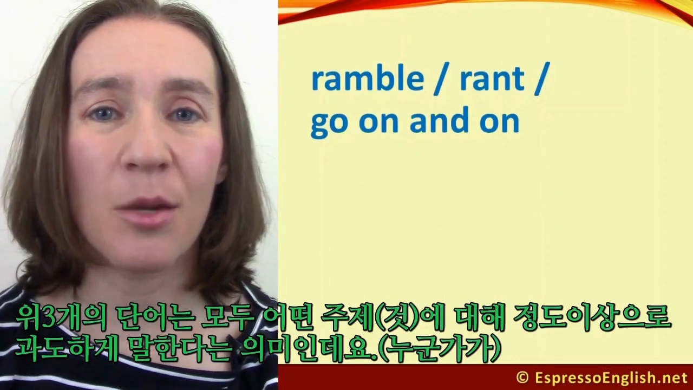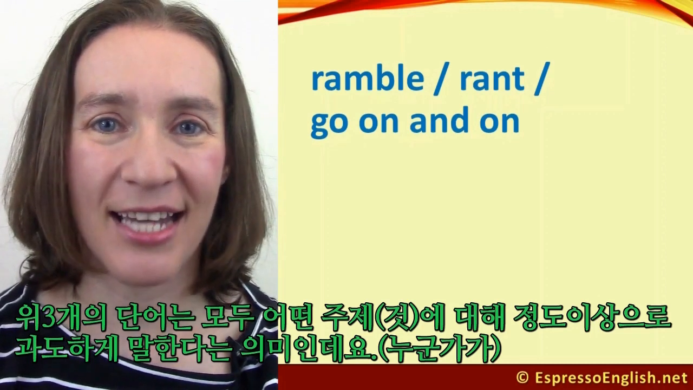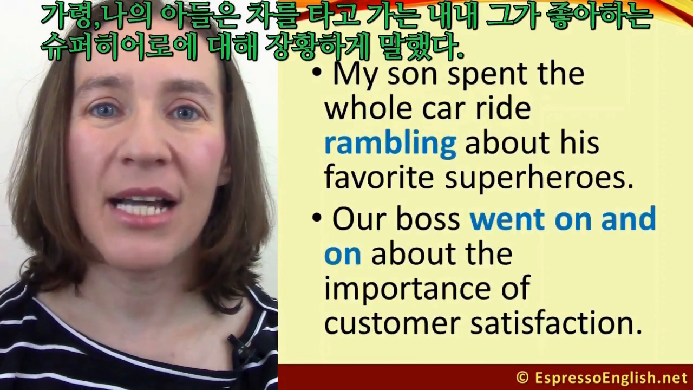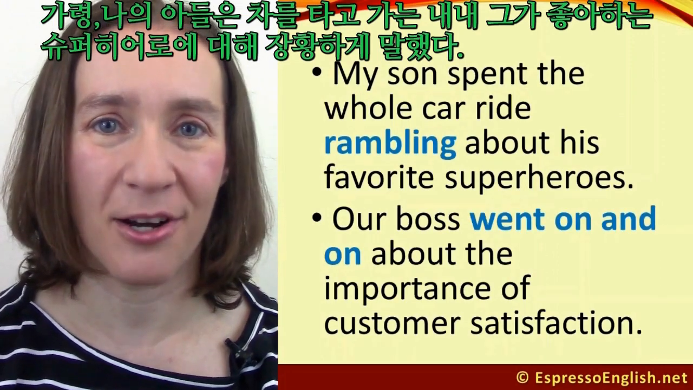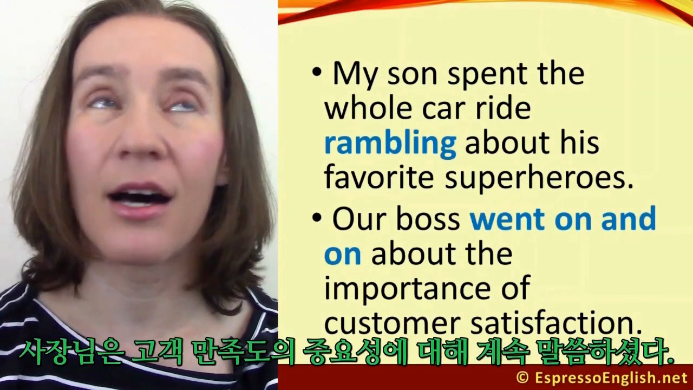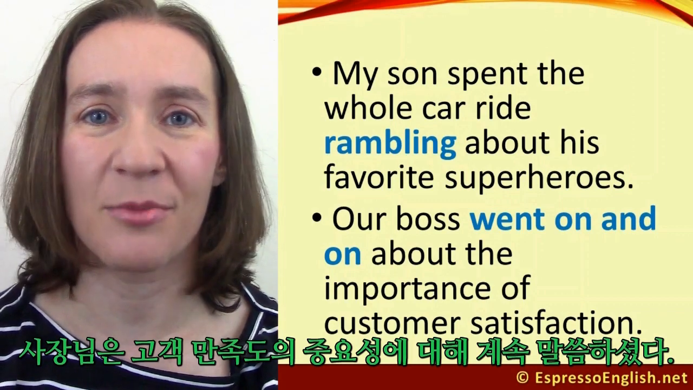Ramble, rant, and go on and on. These verbs mean that someone is talking excessively about a topic. For example, my son spent the whole car ride rambling about his favorite superheroes. Our boss went on and on about the importance of customer satisfaction.